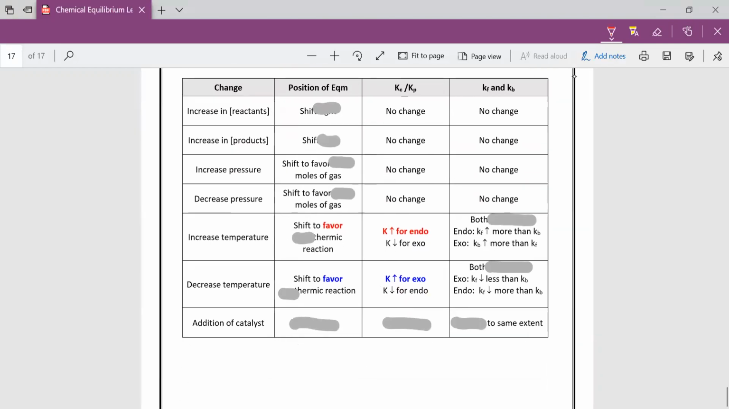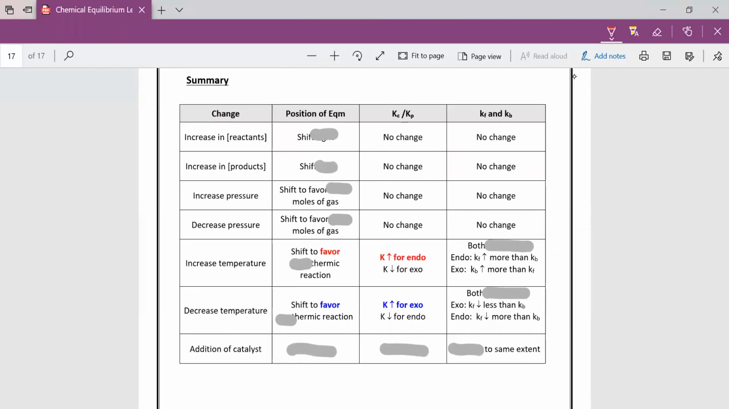So the summary, you can read through it on your own, is basically what we have discussed so far. Okay, so that's it for your chemical equilibrium. I hope you have caught the gist of it.